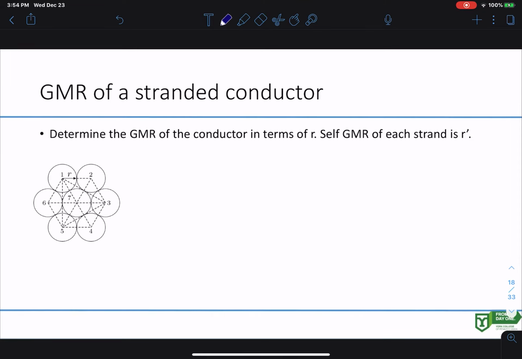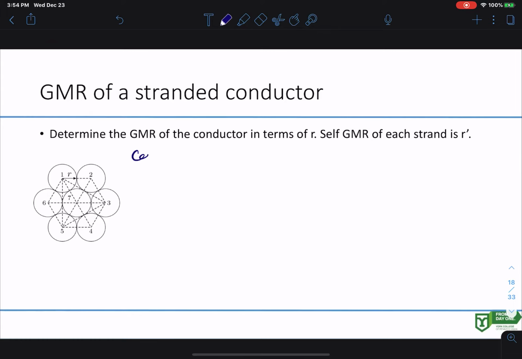And now let's try to find the GMR of a stranded conductor. I have a single conductor, and there are 7 strands in there. How do we find the GMR? Remember that for GMR, each conductor needs the distance to all the others. If I look at conductor 1 here, it has distances 1 to 2, 1 to 3, 1 to 4, 1 to 5, 1 to 6, 1 to 7. I have to take all those distances. Then if I go for conductor 2, it has the same thing. Self one, the first self term, is r prime, which is the radius of each strand.